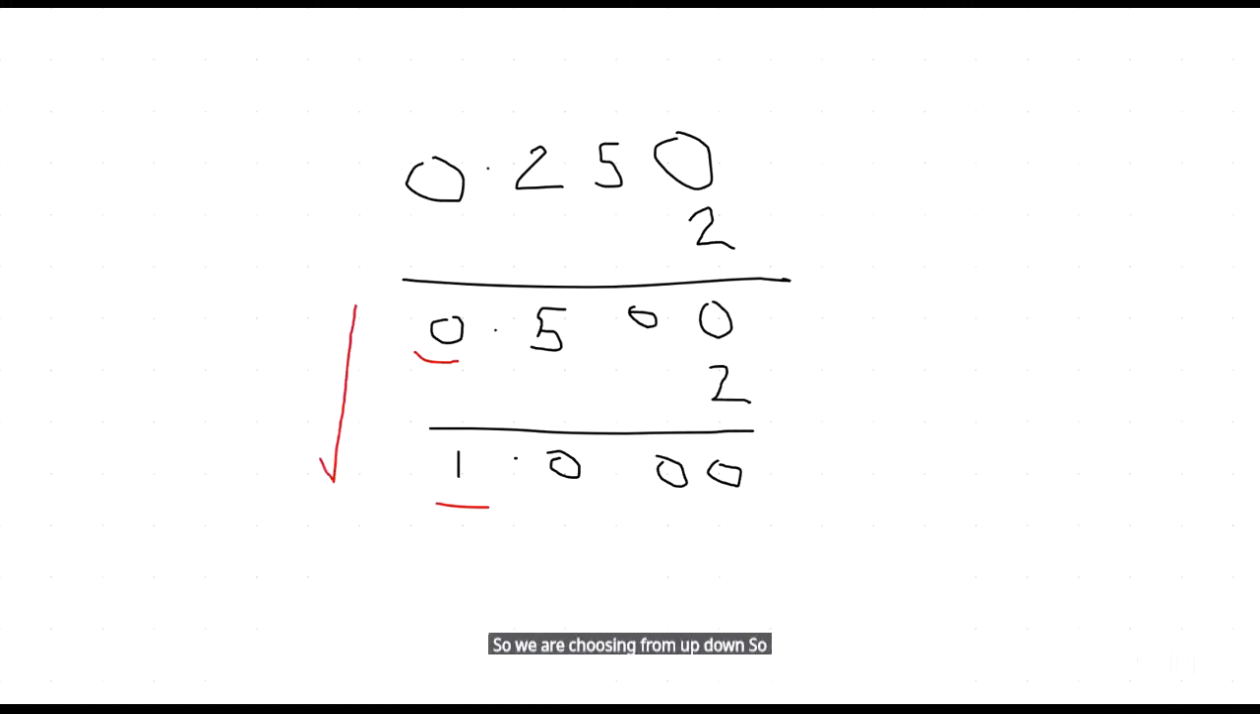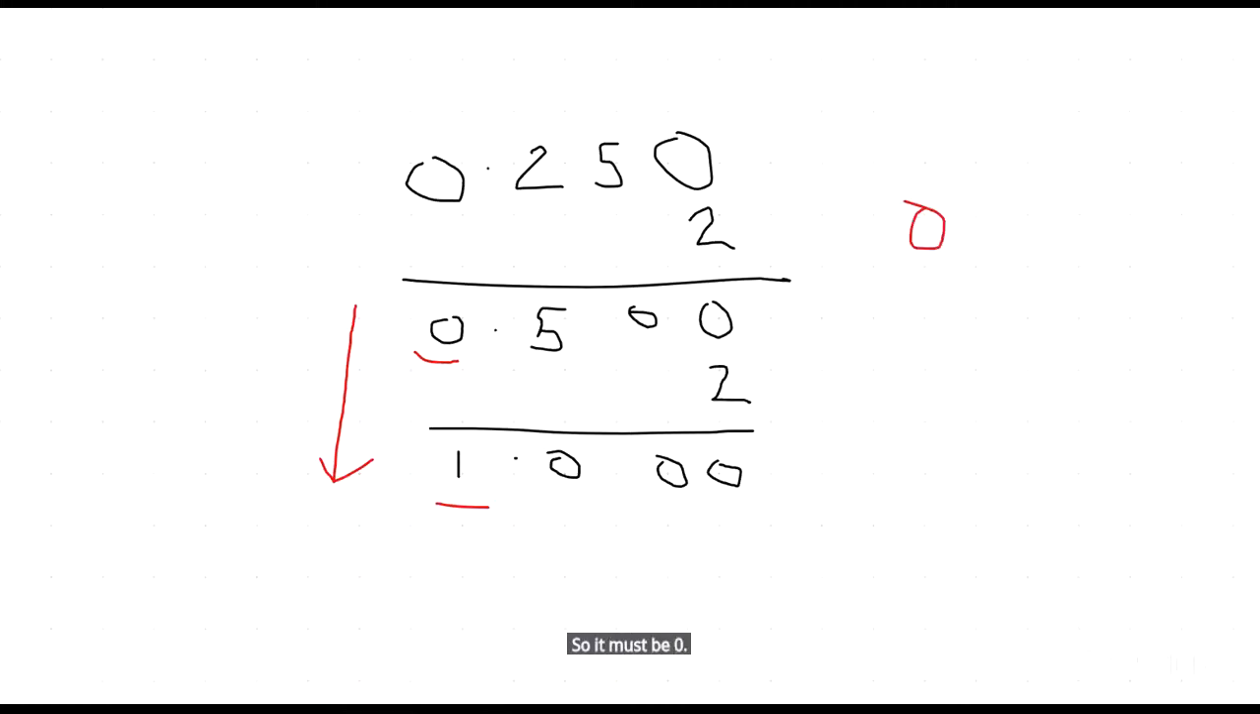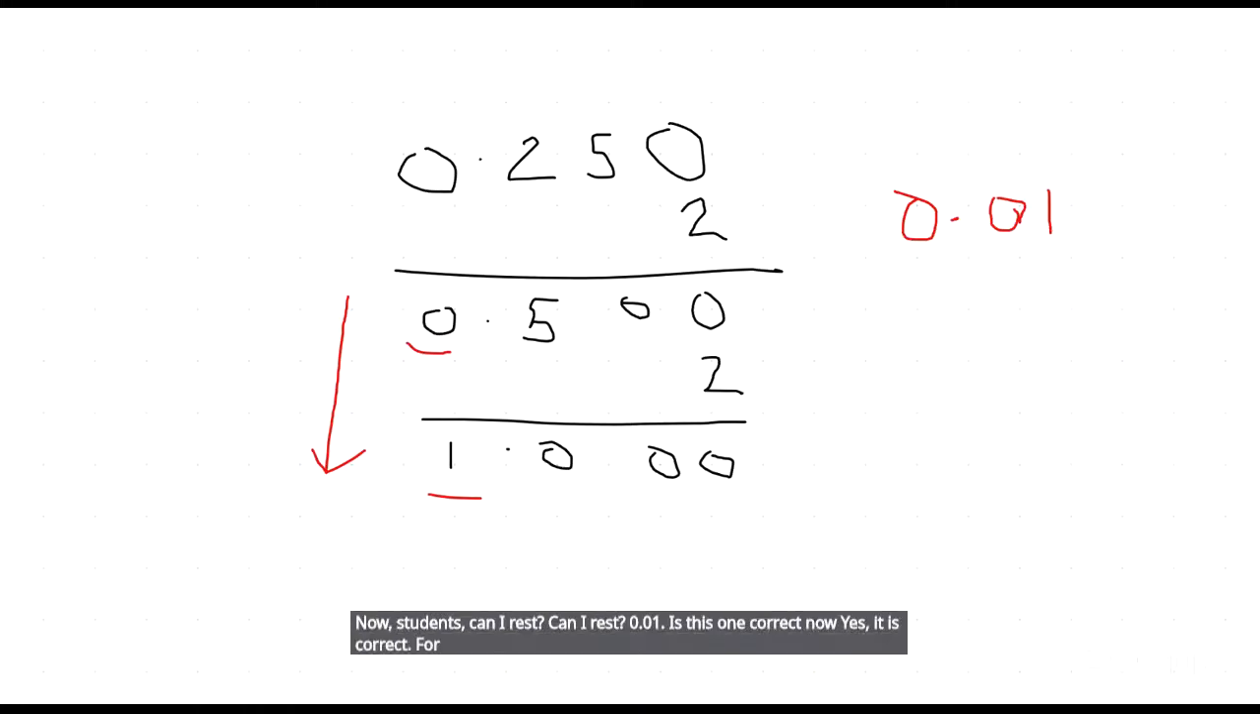So before you choose, remember it's a fraction. Nobody will tell you that it is a fraction, so it must be 0 point. Before you now select this 0, this 0 and this 1. Now, students, can I rest? When I have not yabbed enough already, can I rest? 0.01, is this one correct now? Yes, it is correct. For those that want, let's use 2 minutes and do 0.125.